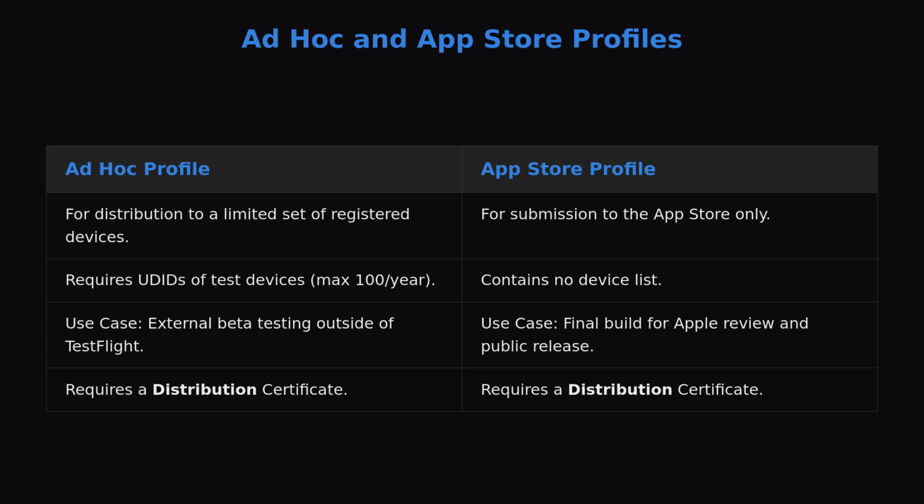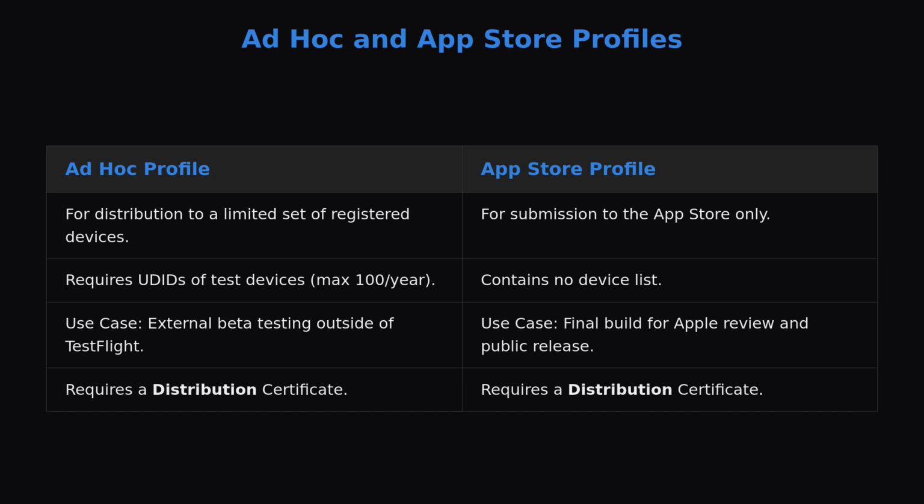Distribution profiles are used exclusively for deployment outside of the immediate development environment. Ad hoc profiles facilitate distribution to a limited set of registered devices, typically for external beta testing without utilizing Apple's TestFlight service. Ad hoc profiles are strictly limited to 100 devices per year. App Store profiles are required solely for submission to Apple for review and subsequent public release. These profiles do not contain any device lists.